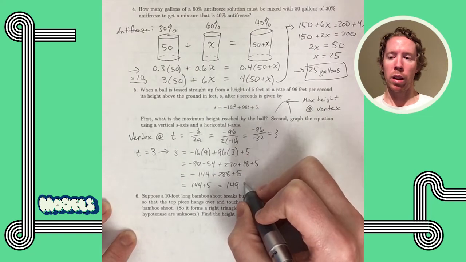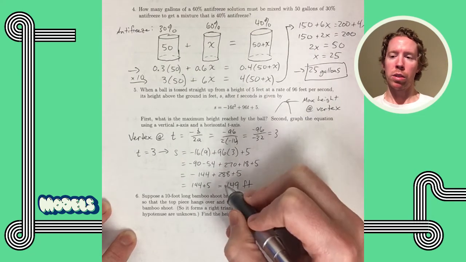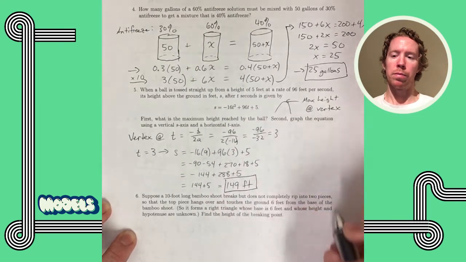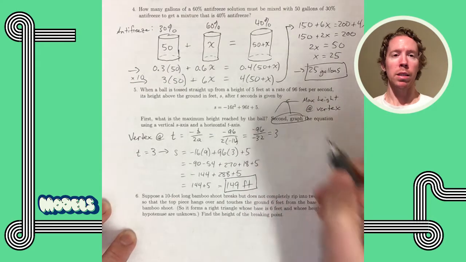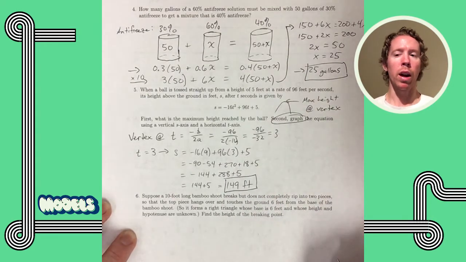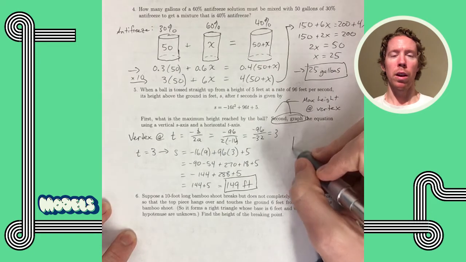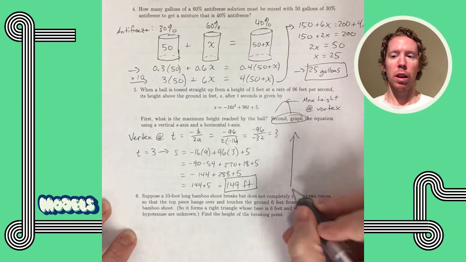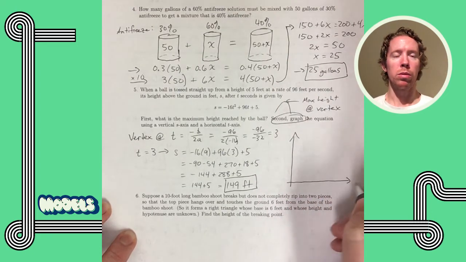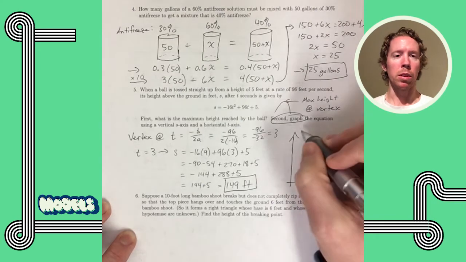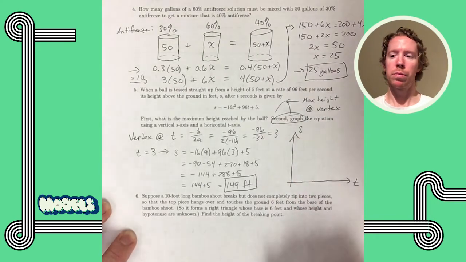And in the end, I got 149 feet. And then to graph this thing, I know where the y-axis is. At t equals 0, I know the height is 5. I know where the vertex is. And those are really the only 2 points I need to be able to sketch a pretty good graph of this.